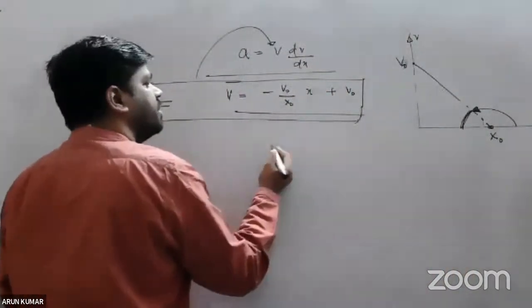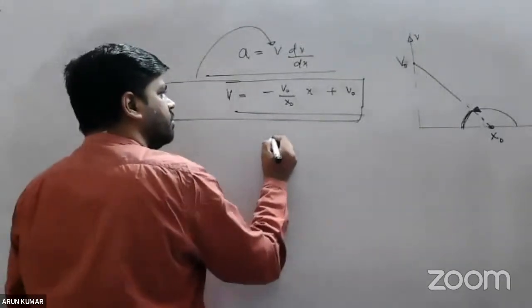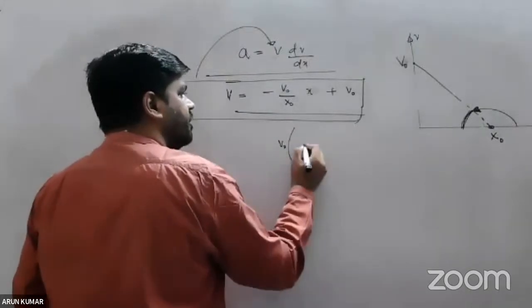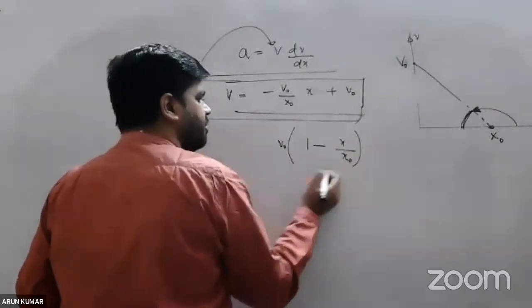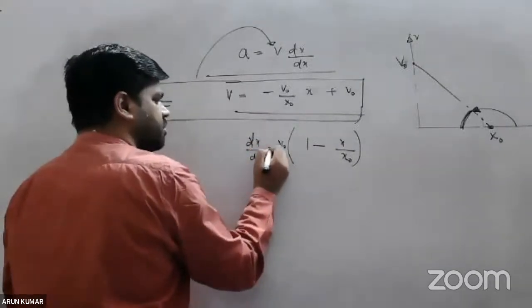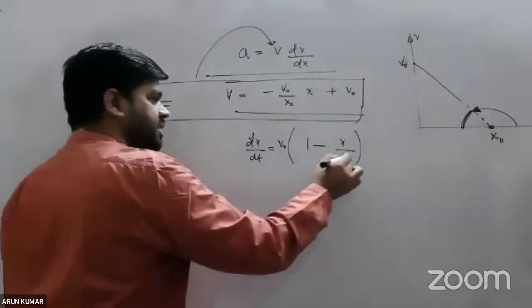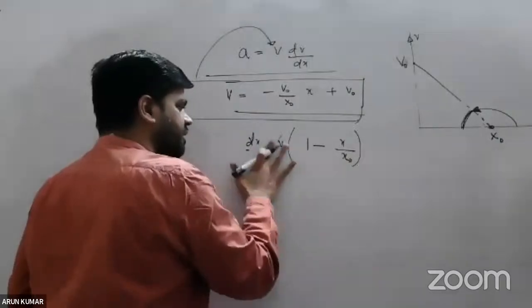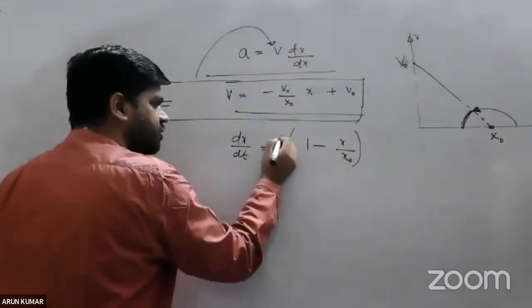So I can write this as v naught into 1 minus x by x naught is dx by dt. Alright, now look at this. What I do, this is just a function of x. Now understand this integral here. I mean, it's nothing to understand, but you have to get used to this integral.